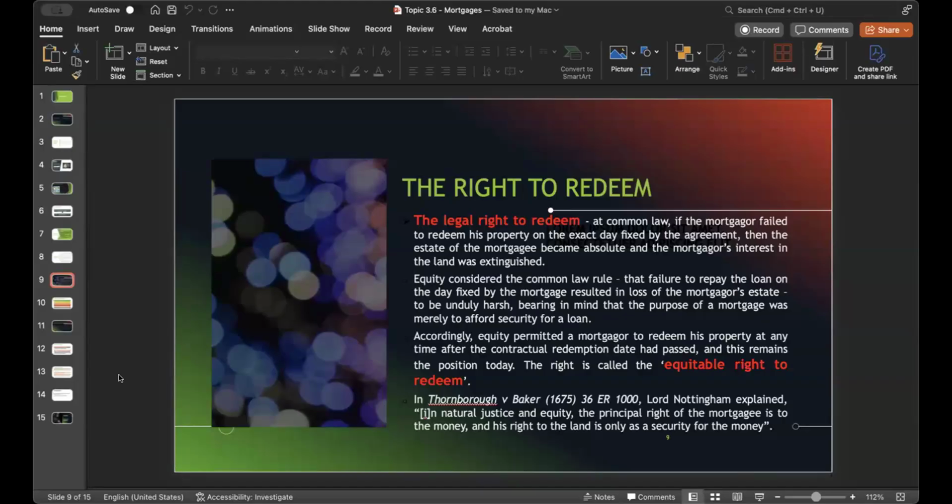Of course, that will be subject to further agreement because, you know, you can't take another 15 years to pay off a debt that was supposed to end 15 years ago. But you will still have the right to redeem your property, to make good on your payment. And that is called the equitable right to redeem.